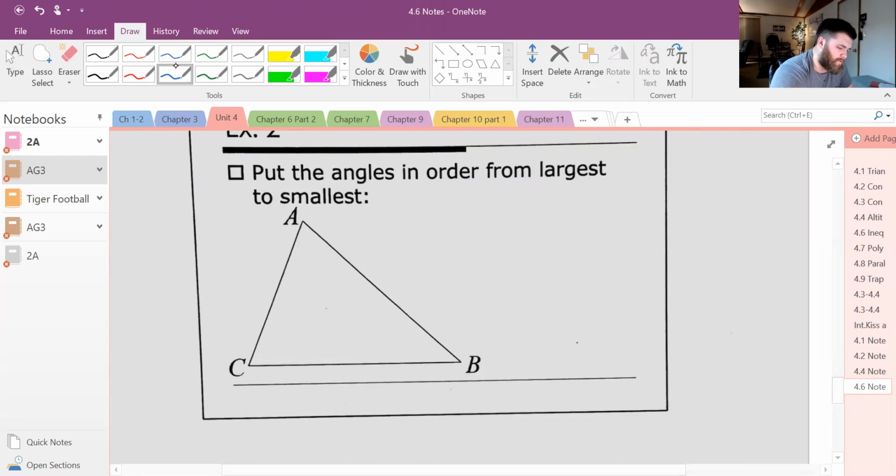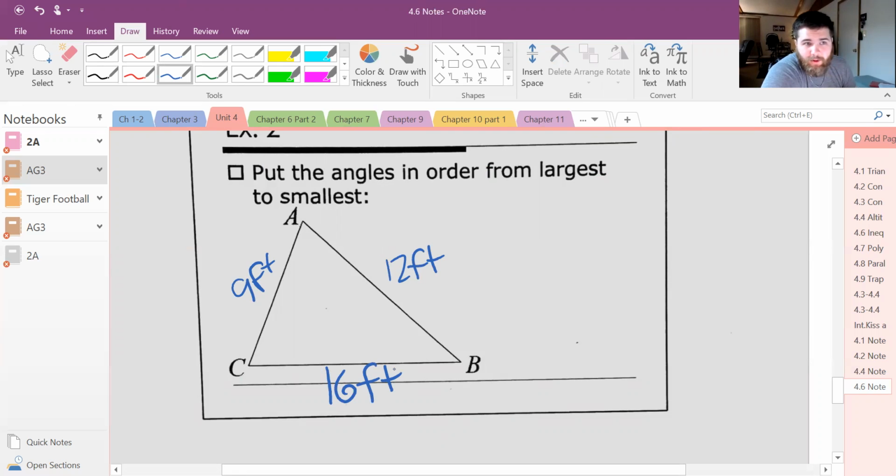So let's add numbers to these sides, and it wants us to put the angles in order from largest to smallest. Let's say this is 9 feet, this is 12 feet, and this is 16 feet. Remember what I just said: the smallest side is across from the smallest angle. Where's the smallest side here? The 9, right? So what's my smallest angle? B, because that's the angle it's directly across from. Draw an arrow from the side to the angle opposite it. So that's going to be our smallest.